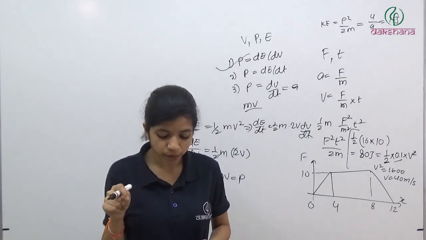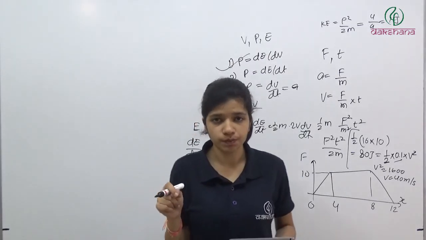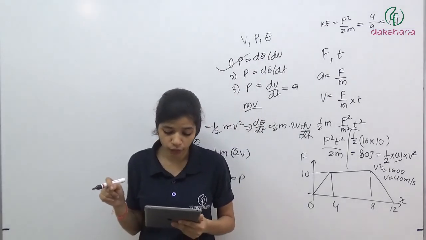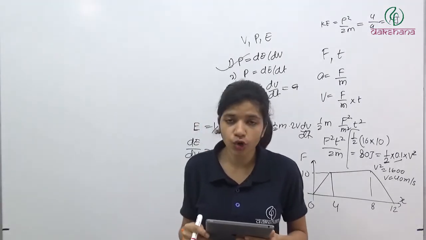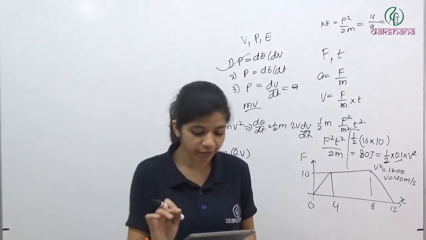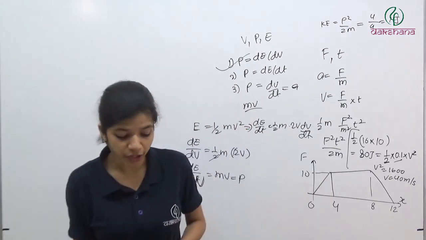So the third option is wrong. Work done by contact force is non-zero. So let's see this. Before that, we'll see the first option. Work done by friction is 0.